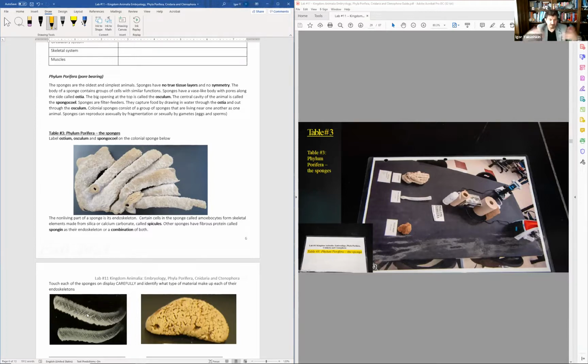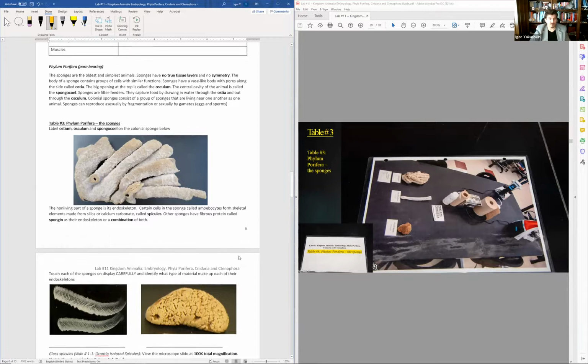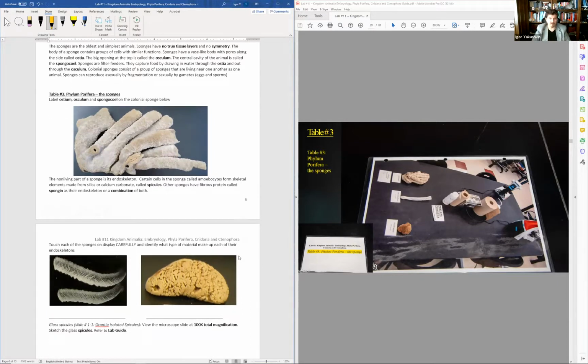It will defecate, and that particular bacteria as well as more simple protists will be attracted to that, and that would be feeding the sponge. So kind of mutualistic relationship, even though we're talking about the caged environment. So label the ostium, osculum, and spongocell.